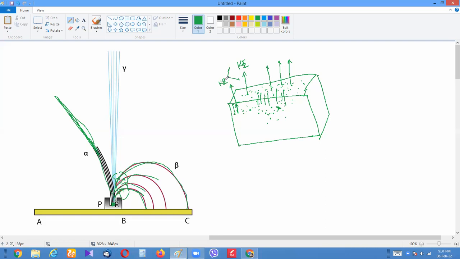Is this concept clear? Yes, sir. All the particles will not have the same kinetic energy because some will be produced in the top surface, some will be produced a bit deeper. The deeper they are produced, the less would be their kinetic energy as they come out, if they come out.